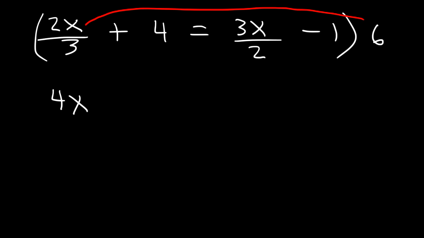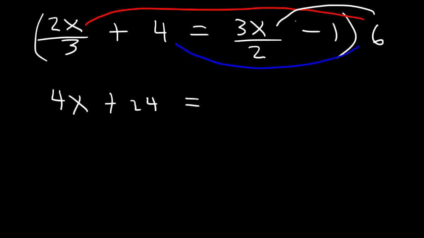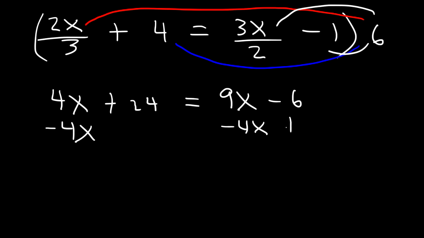Next, let's multiply 6 by 4. 6 times 4 is 24. And then let's multiply 6 by 3x divided by 2. 6 times 3x is 18x. Divided by 2, that's 9x. And then 6 times negative 1 is negative 6. And now this looks similar to equations that we've solved before. So let's begin by subtracting both sides by 4x, and simultaneously let's add 6 to both sides.